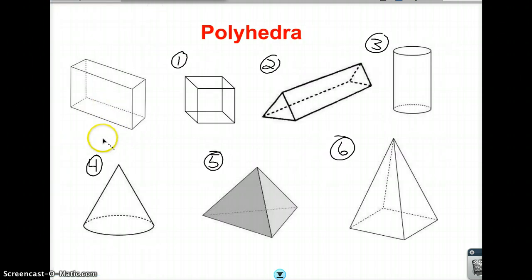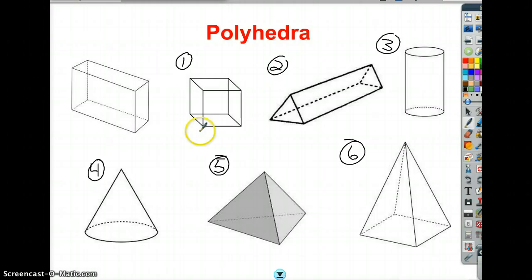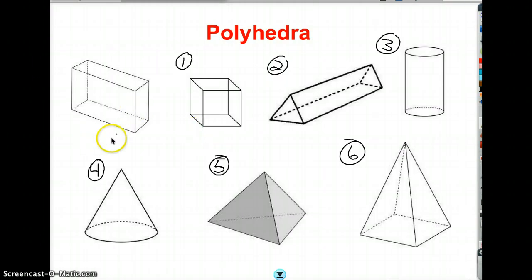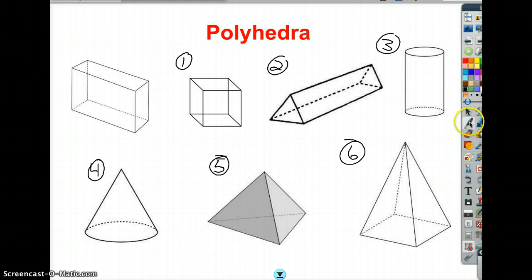So, for instance, this shape right here, hold on a second, let me get my pen. This shape right here, we can look at it and say some things about it. We can say, well, it's made up largely of rectangles. In fact, it's made up entirely of rectangles, right? Hopefully we'd also notice that it has two congruent, parallel bases.